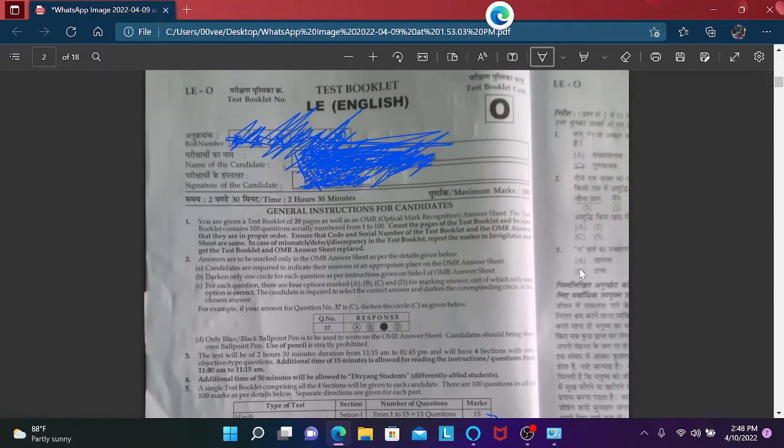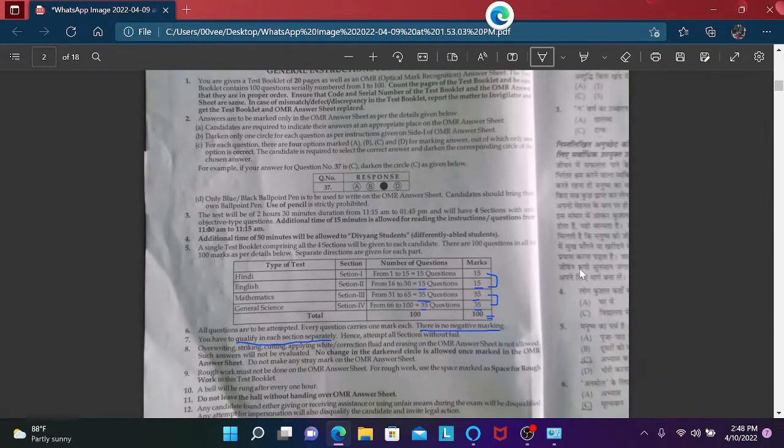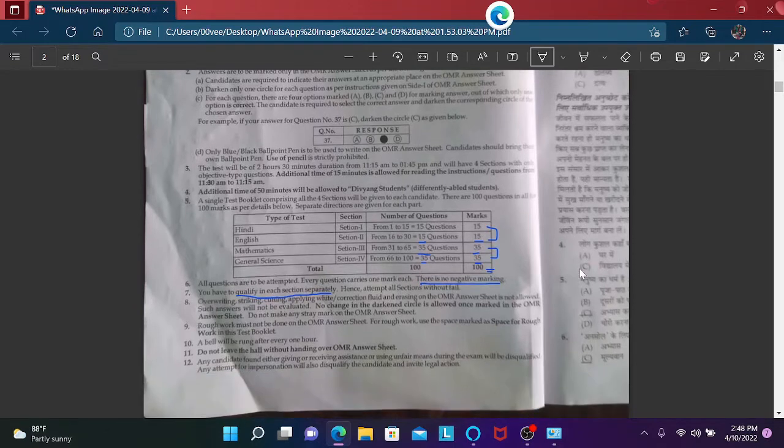In the general instructions to the candidates, you can see point number 2, which explains how to mark the bubbles and enter your answer. Using a blue or black ballpoint pen, you have to enter your responses, and this is the proper way of marking a bubble, darkening the circle. As we already discussed, the time is 2.5 hours, and an additional 50 minutes should be allowed to Divyang students, that means differently abled students.